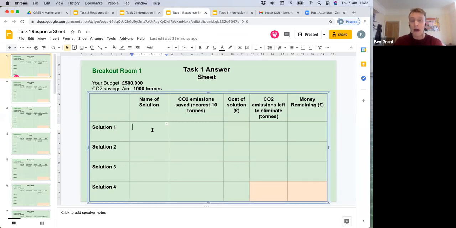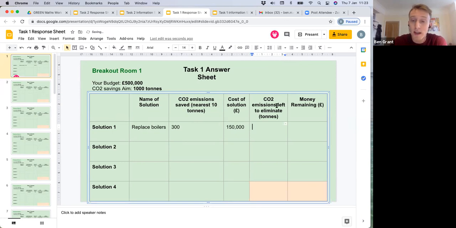So I'm just going to demonstrate for this first row. If my group decided that we want to replace the boilers, in this first cell, I'm going to write replace boilers. How many CO2 emissions would this save rounded to the nearest 10 tons? So if you remember, it said it would save 299 tons of CO2 per year, rounded to the nearest 10, gives me 300. How much is it going to cost? It said it's going to cost £150,000.